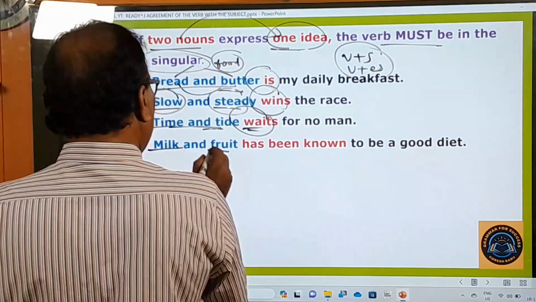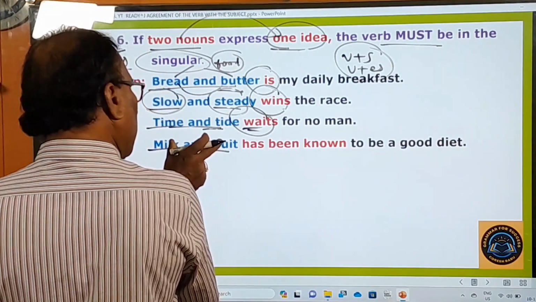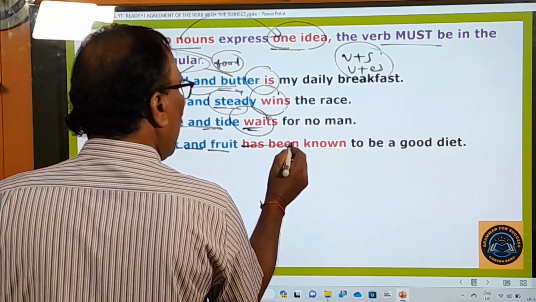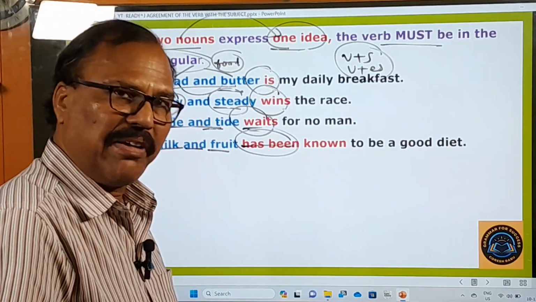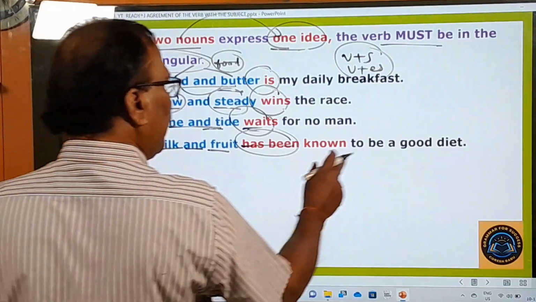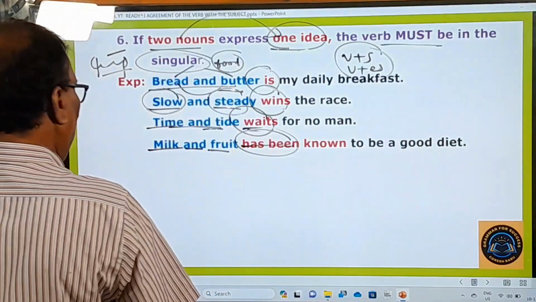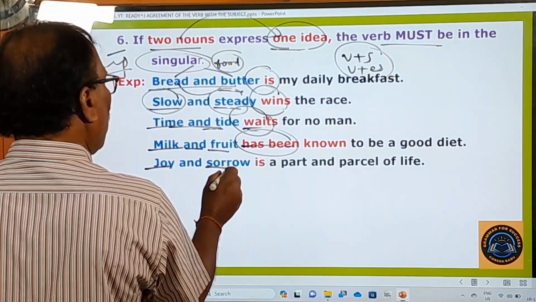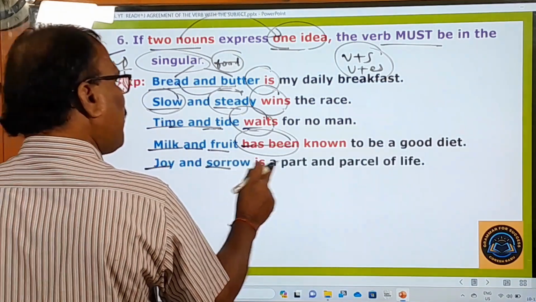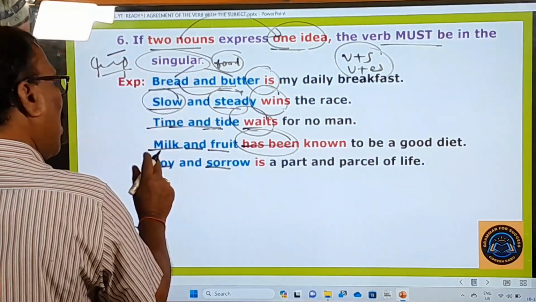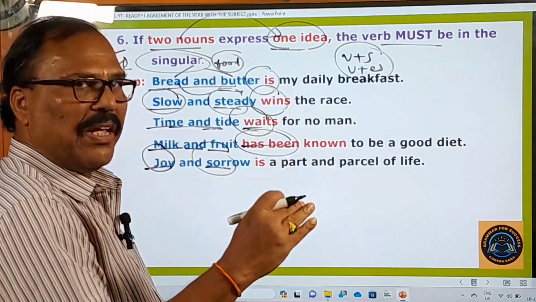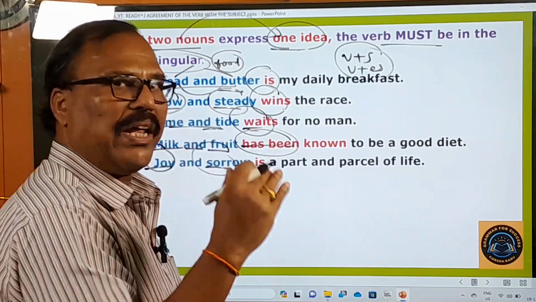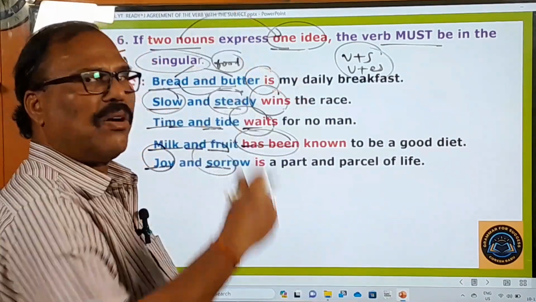And therefore, they are making a singular subject, and therefore a singular verb is used. Has been. Has is a singular helping verb. Has been known to be a good diet. And one more example, joy and sorrow. Joy and sorrow is a part and parcel of life. Joy and sorrow, these are the two ups and downs of life. They are conveying only one idea, that is the ups and downs of life.